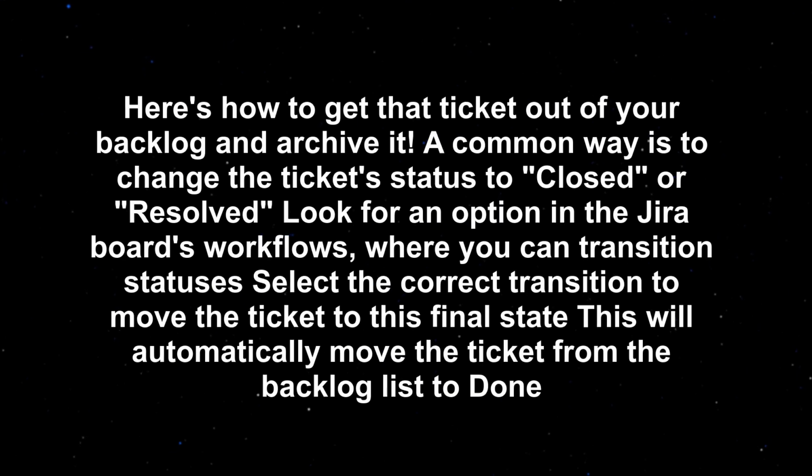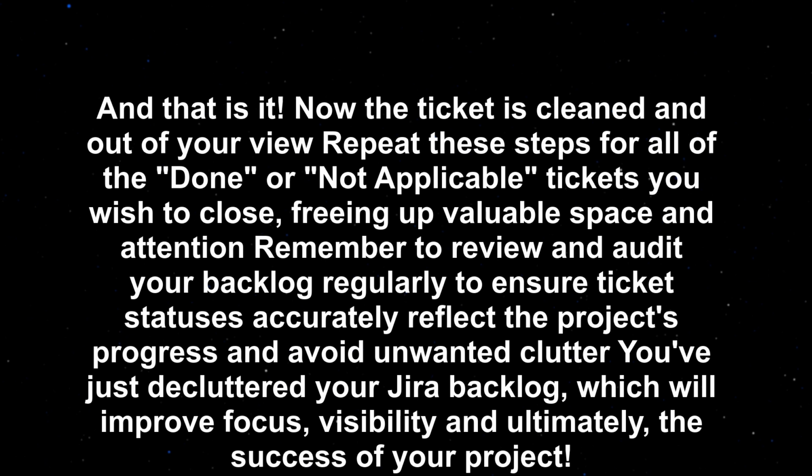Here's how to get that ticket out of your backlog and archive it. A common way is to change the ticket's status to closed or resolved. Look for an option in the Jira board's workflows where you can transition statuses. Select the correct transition to move the ticket to this final state. This will automatically move the ticket from the backlog list to done. And that is it. Now the ticket is clean and out of your view.